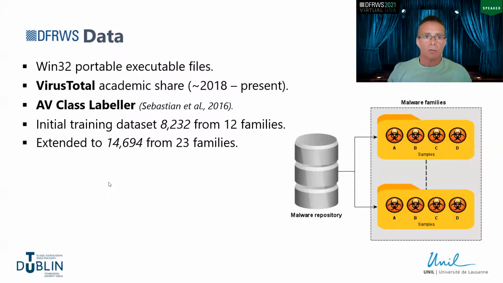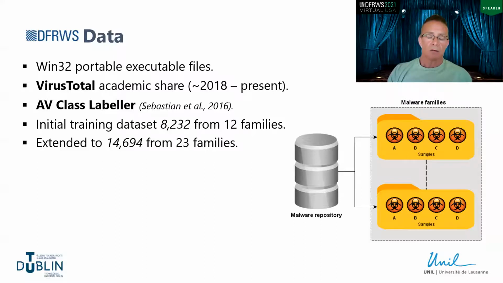The data that we used was primarily Win32 portable executable files, so PE files, which are essentially the most common type of format that we can find malware in. These were extracted from several repositories on the VirusTotal academic share from around 2018 up to 2021. I used an open source tool called AVClass labeler, which enabled me to cluster the malware together based on family class. It uses the output from the VirusTotal AV scanners to label the malware according to their family.